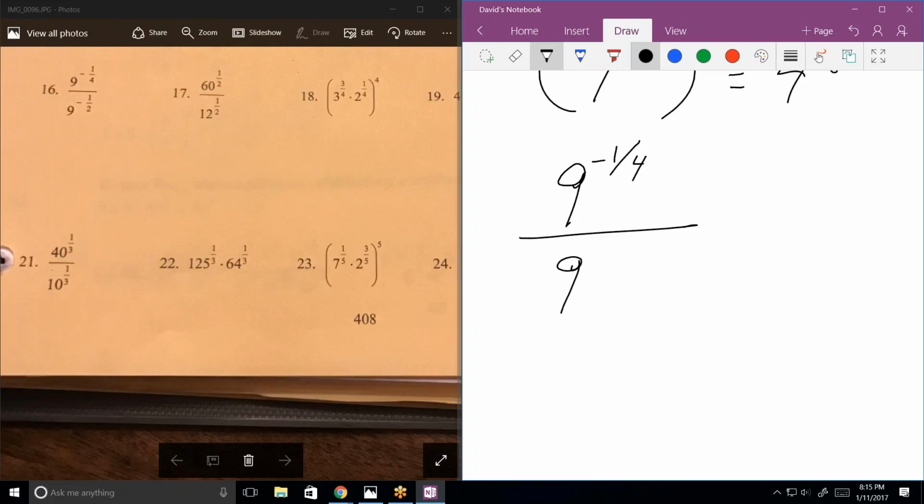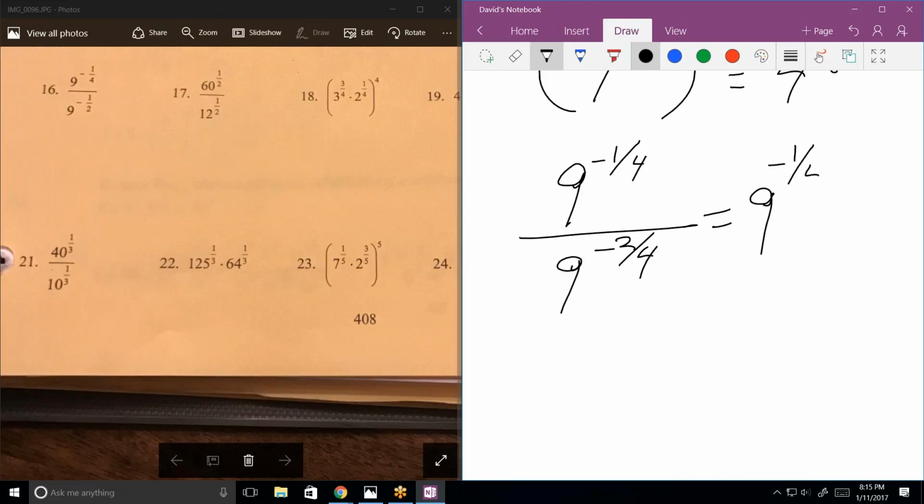Okay. How many fourths is 1/2? 2/4. Now what's that equal to? So it'd be 9 to the minus 1/4 power over 9 to the minus 1/4 power.